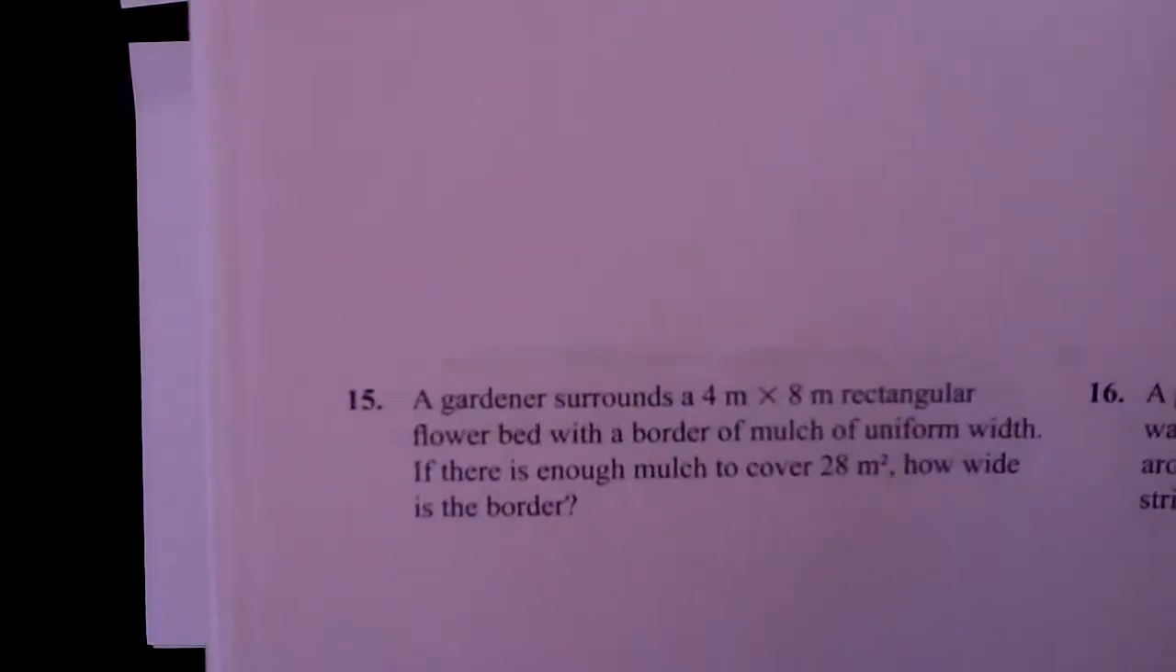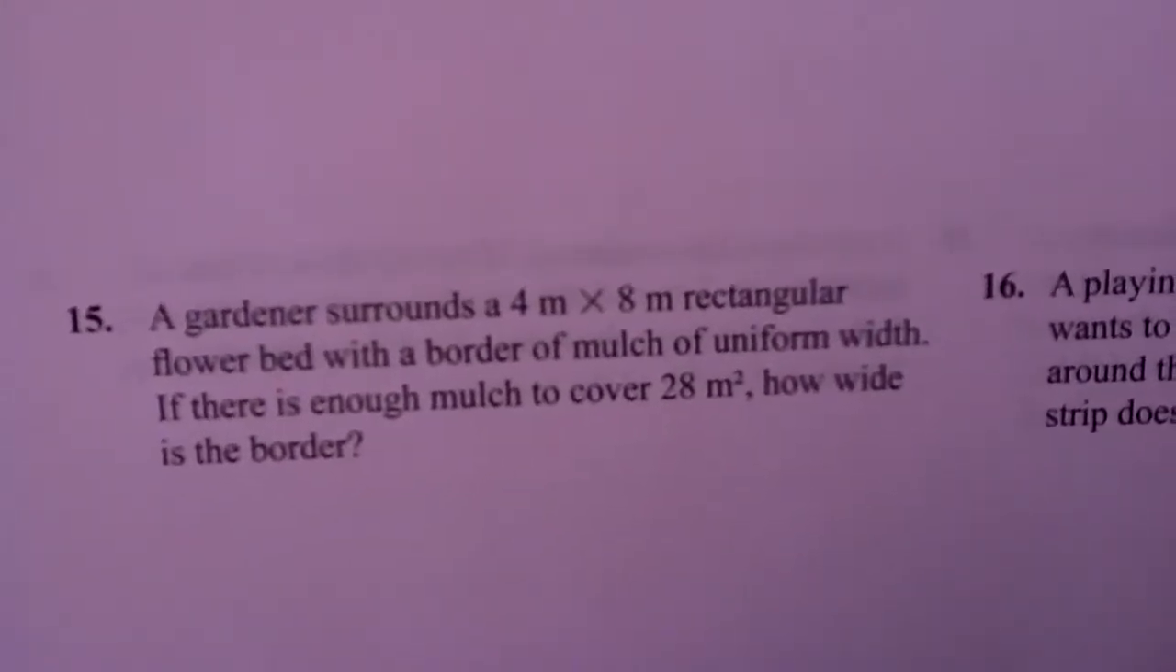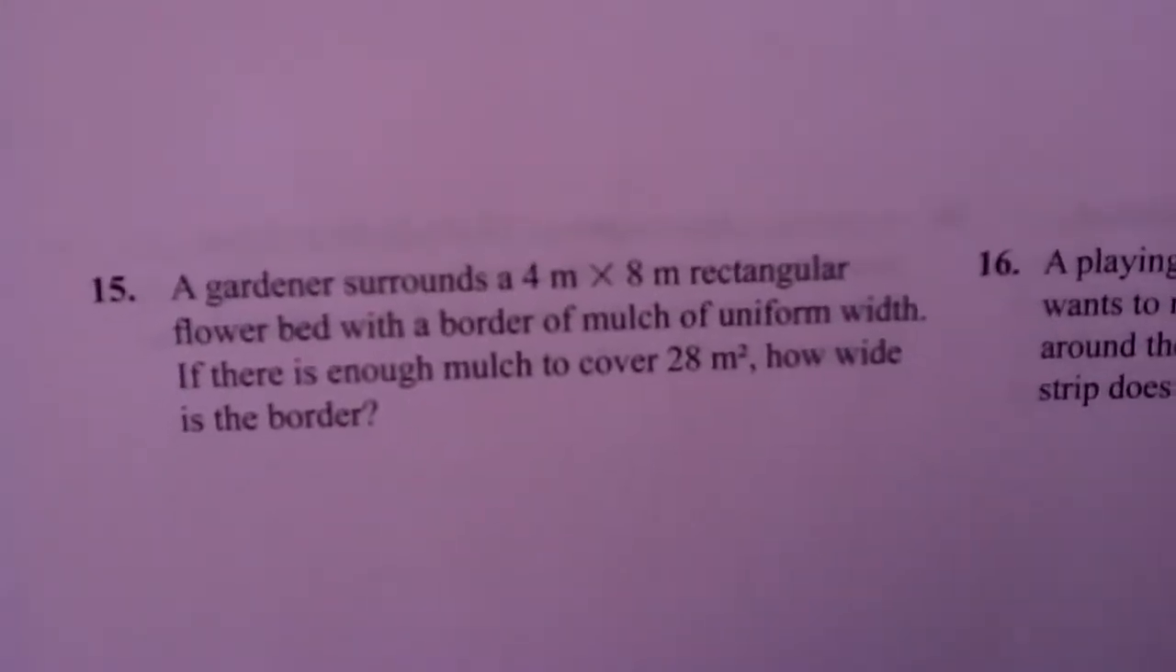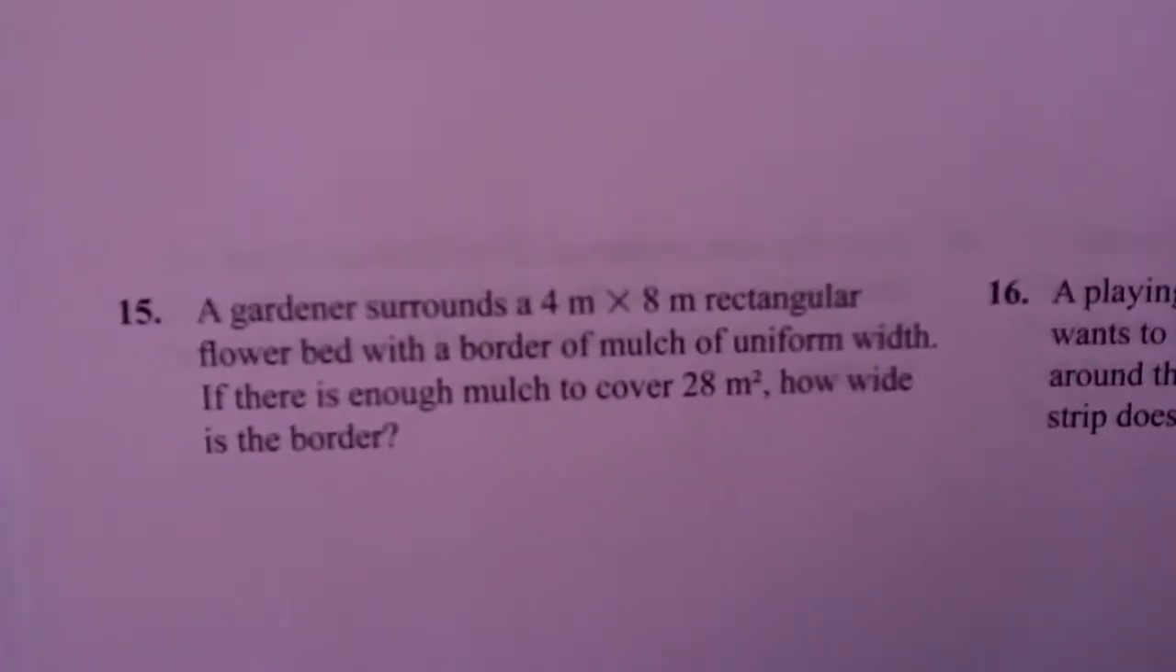Okay, page 296, number 15, the gardener. The gardener surrounds a 4 by 8 meter rectangular flower bed with a border of mulch of uniform width. There is enough mulch to cover 28 meters squared. How wide is the border?